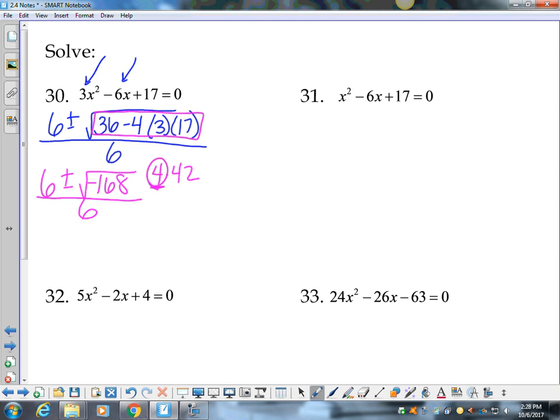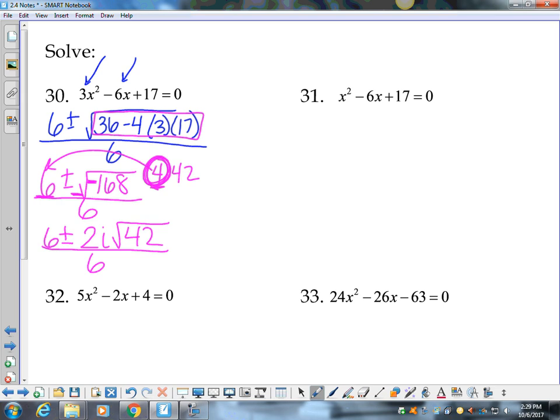Now watch how this works. This 6 stays put, plus or minus. Then when you square root this 4, the 2 comes out after the plus or minus. It sits right here. And I have to pop the i out because of the negative. And then I have my root 42. Do not square root this 4 and bring it all the way out here and multiply it by this 6. That's a completely different term. And this is still all over 6.